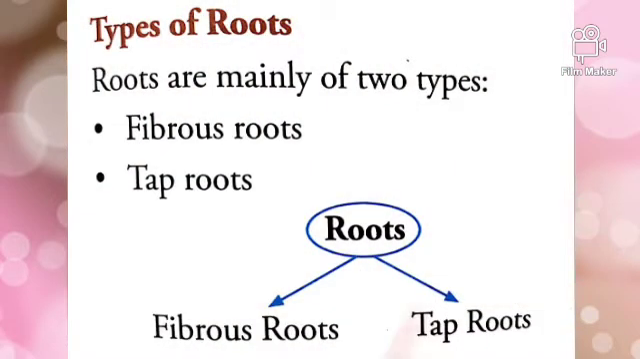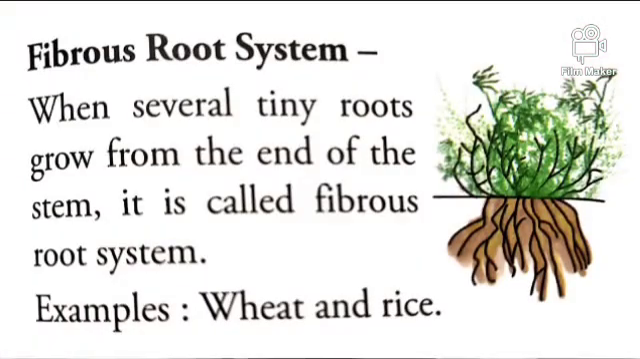Let's now look at the types of roots. Roots are mainly divided into two types. The first one is fibrous roots and the second one is tap roots. Let us now study about the fibrous root system. In the picture here you can see the fibrous roots. When several tiny roots grow from the end of the stem, it is called a fibrous root system. Some of the examples are wheat and rice.